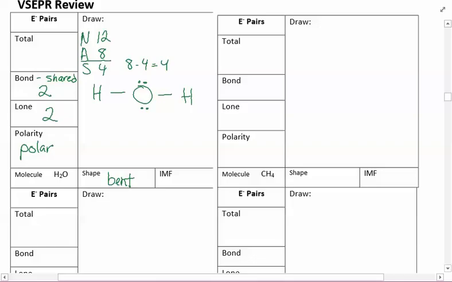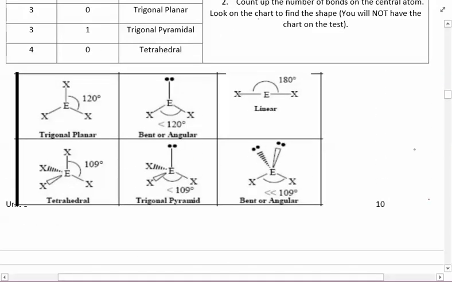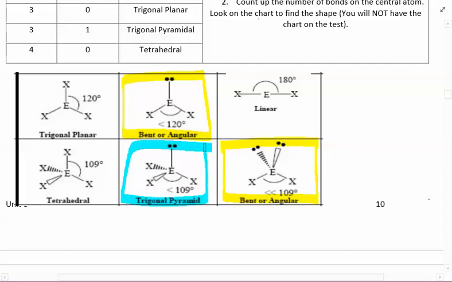So if you look at your shapes, if something has a lone pair on the central atom, so bent, remember there's 2 bents, or trigonal planar, it's automatically going to be polar. So those 3 are always polar 100% of the time. We'll need to figure out the other's polarity at another time.